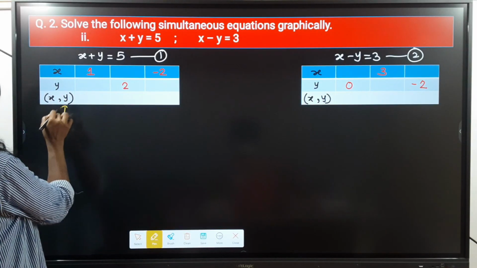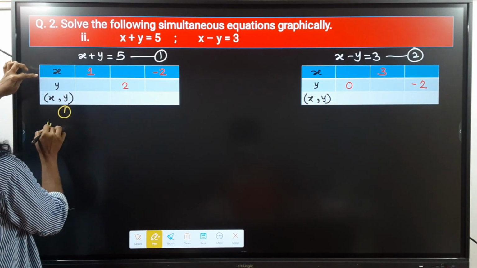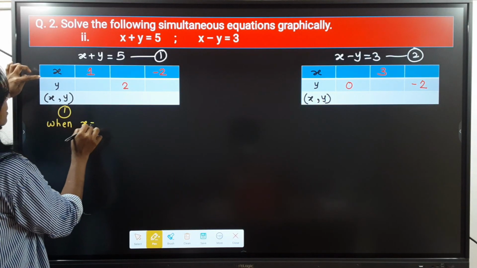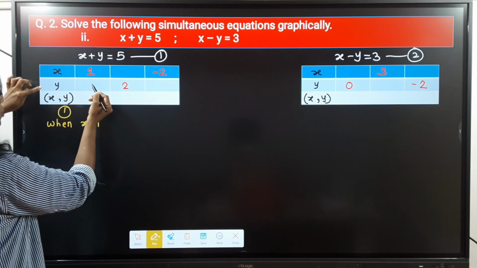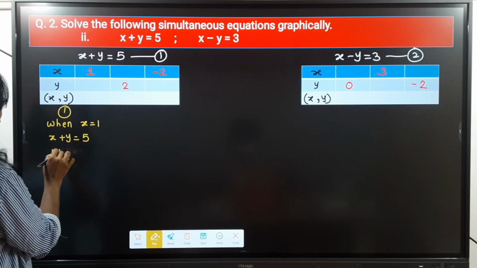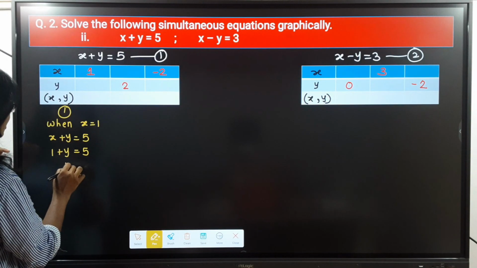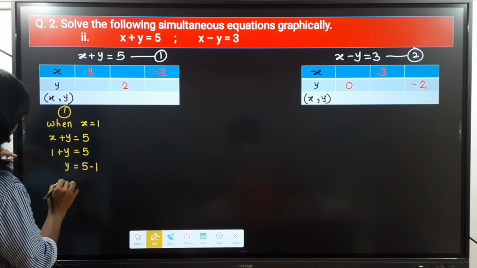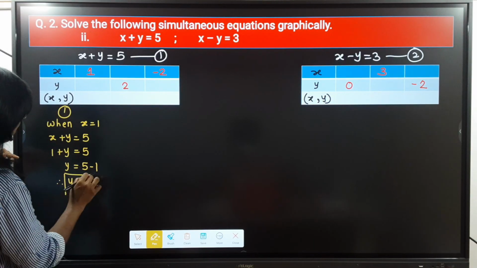So here first, when x is equal to 1, we have to find out the value of y. The equation is x plus y is equal to 5. So here 1 plus y is equal to 5. Therefore, students, y is equal to 5 minus 1. Therefore y is equal to 4.